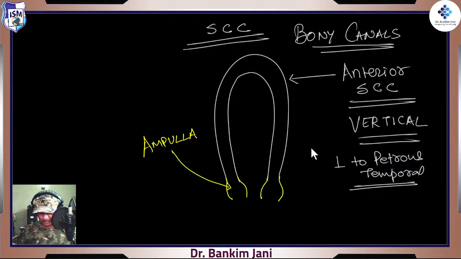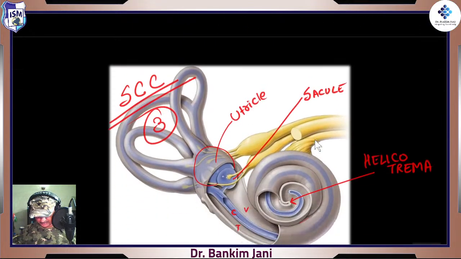Now this ampulla is the bony ampulla, correct? So it means that the bone itself is in that shape. But the matter is not ending over there, right? There is some soft tissue also, and that is what is called the membranous ampulla, right? Let's see that figure. Here it is.